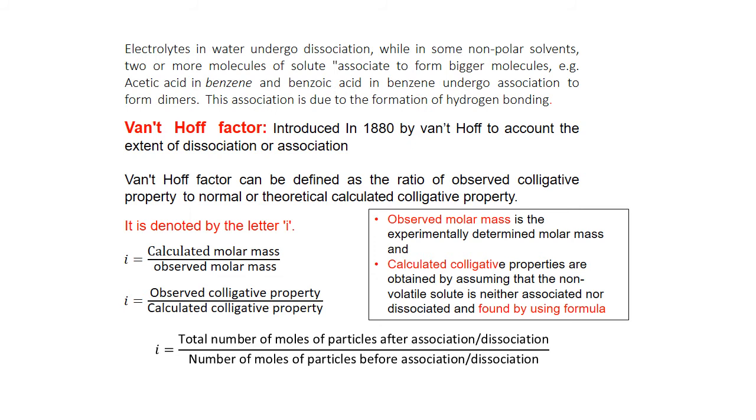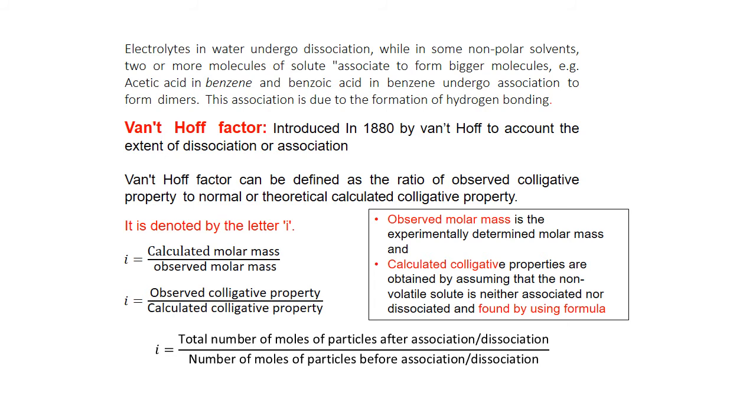Van 't Hoff was the scientist who in 1880 gave the relation for the extent of dissociation or association for the compounds which undergo association or dissociation, and what is the effect on their molecular mass. What is this Van 't Hoff factor he gave? That is the ratio of calculated molecular mass to observed molecular mass, or observed colligative property to calculated colligative property.